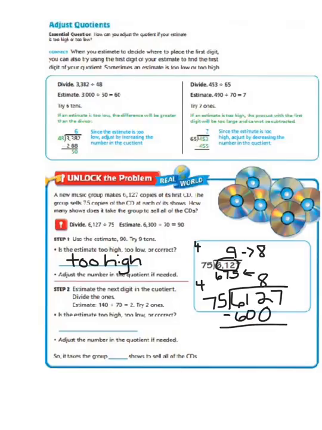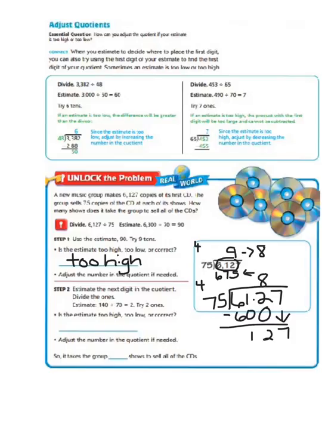We subtract them. 2 minus 0 is 2. 1 minus 0 is 1. So now we have 12. Now we need to bring down our ones, and we're going to take 127 divided by 75. Step 2 says, estimate the next digit in the quotient, divide the ones. So we would estimate 127 to be 140 divided by 70, because that gives us the basic fact of 14 divided by 7, which equals 2. So we would try 2 ones.